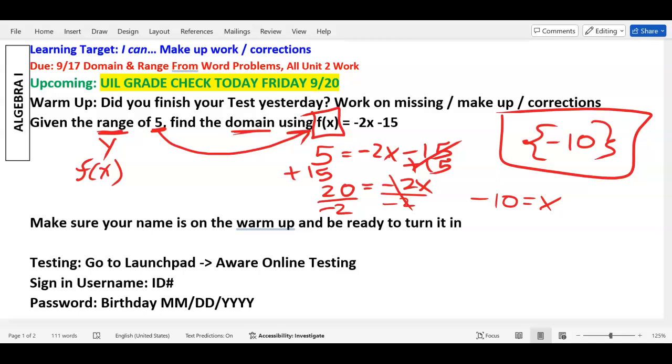So today is correcting quizzes and tests, doing your missing work, getting everything squared away for Unit 2, because come Monday, we're going to start the second part of Unit 2. We're going to have 2 sections of Unit 2. Okay, so I'm going to come around and get your warm-ups. All right, here we go.